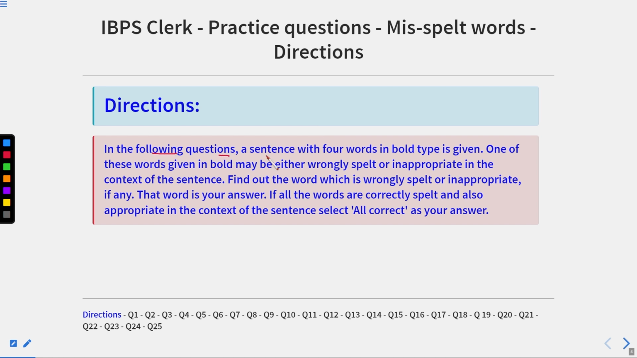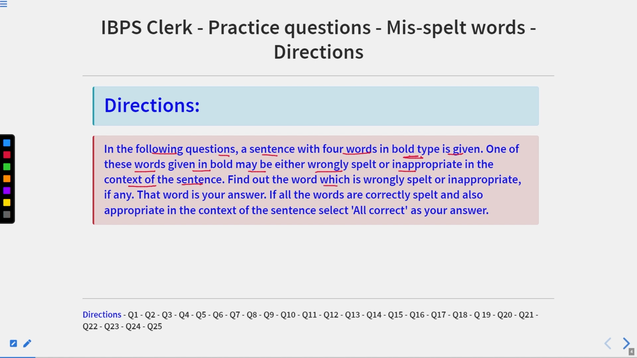In the following questions, a sentence with 4 words in bold type is given. It means a sentence will be given to you in which there are 4 words which are bold. One of these words given in bold may be either wrongly spelled or inappropriate according to the context of the sentence. It means out of these 4 words which are bold, one word may be incorrectly spelled, or might be inappropriate according to the context of the sentence. It means though the spelling of the word is correct, yet that word is not suitable according to the context or the requirement of the sentence.